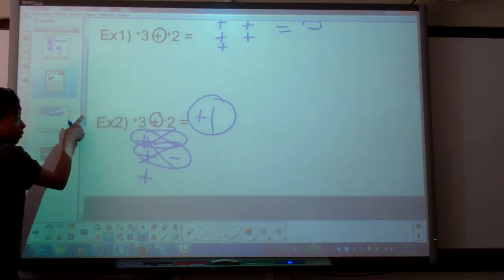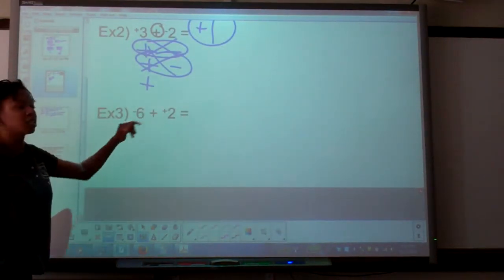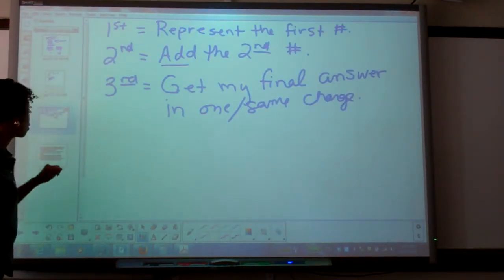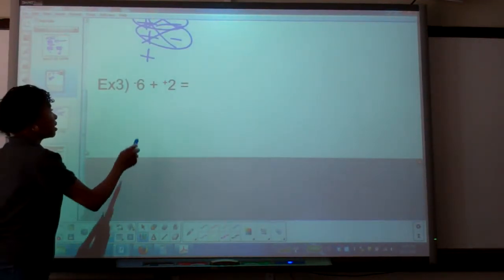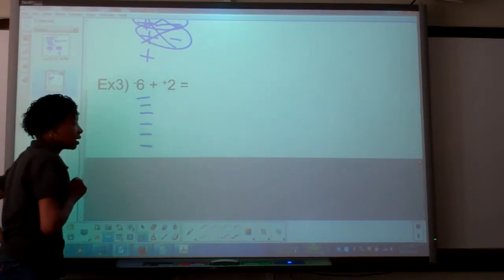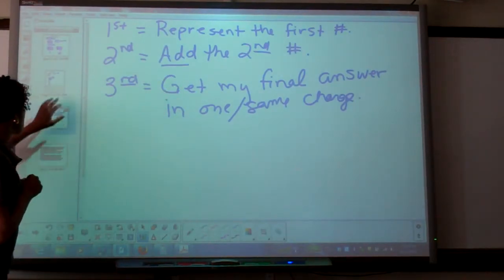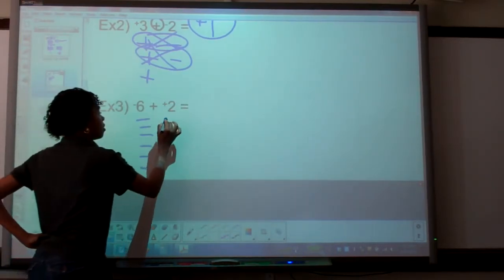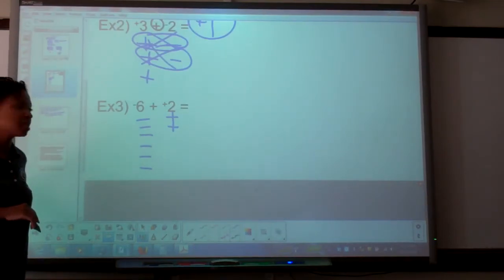Moving on, let's try another one. Example 3 is a negative 6 plus a positive 2. What's the first rule? First rule says to represent the first number. So that means that we need to get 6 negatives. 1, 2, 3, 4, 5, 6 negatives. Rule number 2 says to add the second number in. So we're going to add 2 positives. 1, 2. And the third rule says to get everything in the same charge.